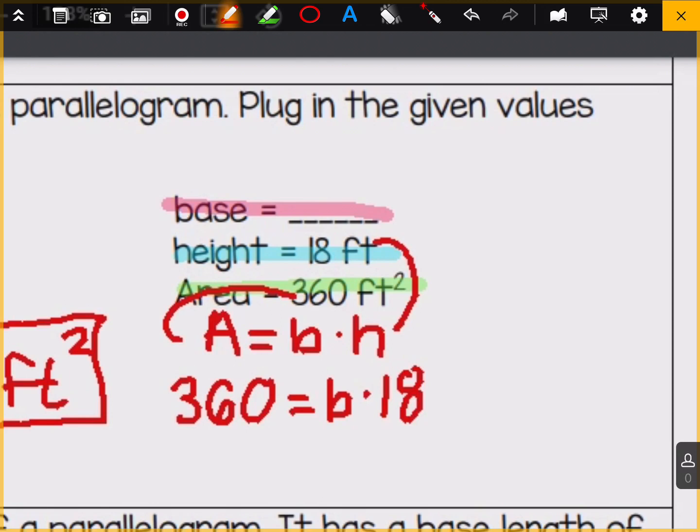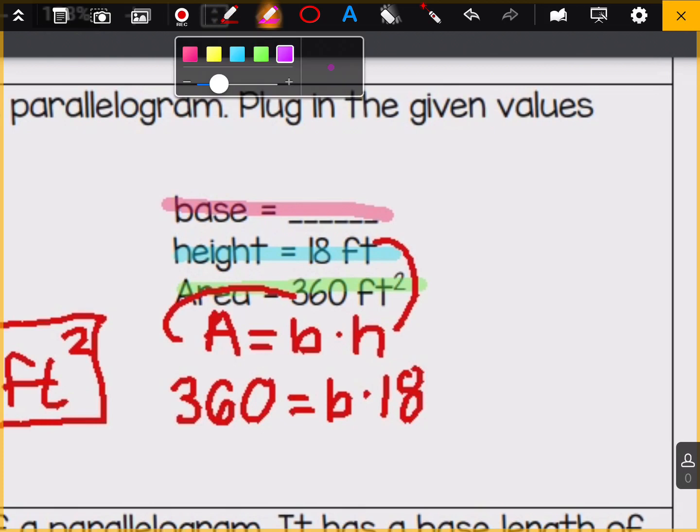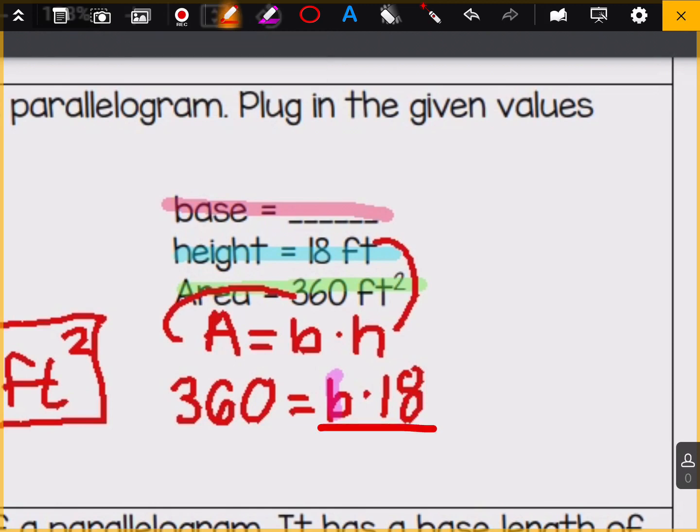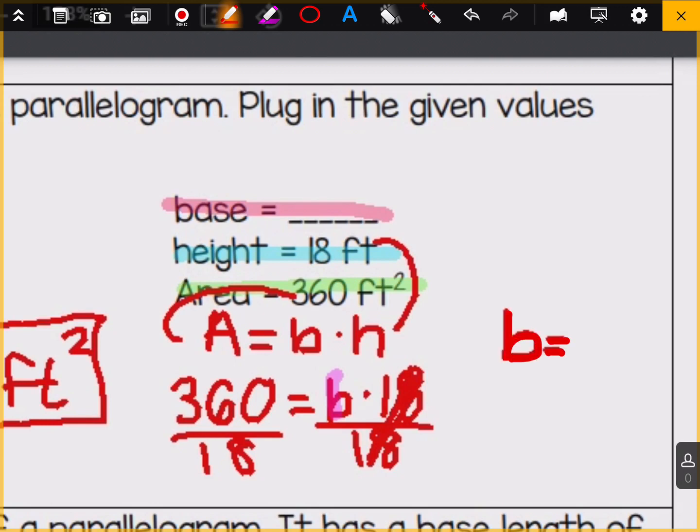Going back to our knowledge of solving equations, we know that we need to get the variable, or the letter, by itself. In order to do that, we'd have to do the inverse, or the opposite, of the operation that's happening in the equation. So right now it's multiplying. In order to get rid of that, or to cancel it, we would have to divide by 18 on both sides. Those two 18s cancel, and I would set up long division to solve 360 divided by 18. And when I do this, I would find that B, my base, is 20.